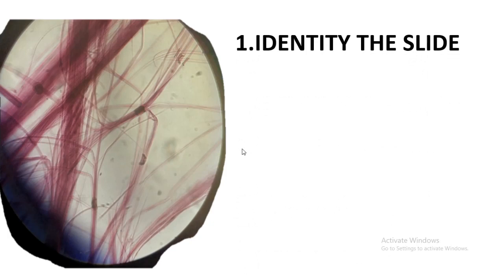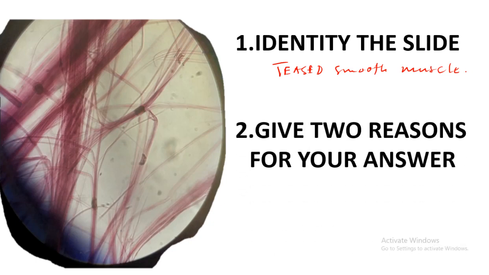Let's quickly move on and look at this slide. Identify the slide. If you look at this slide, it is just a slide of a teased smooth muscle. Then let's quickly look at the next question. Give 2 reasons for your answer.